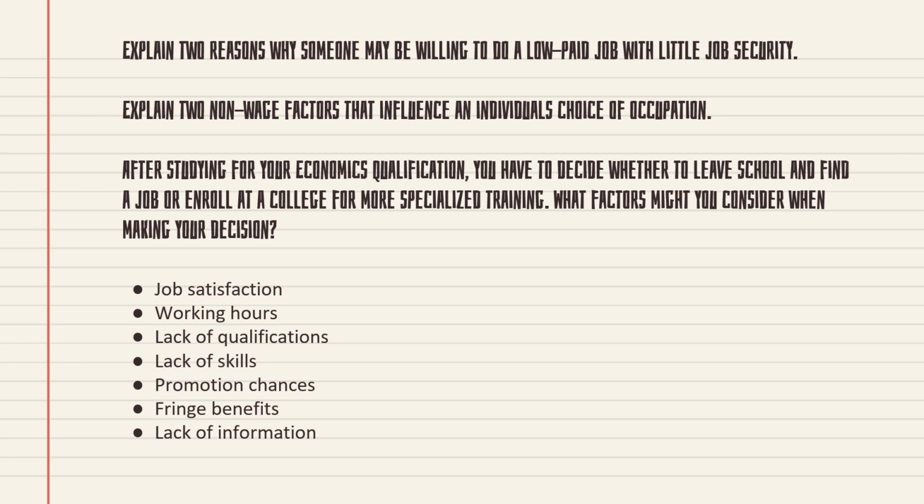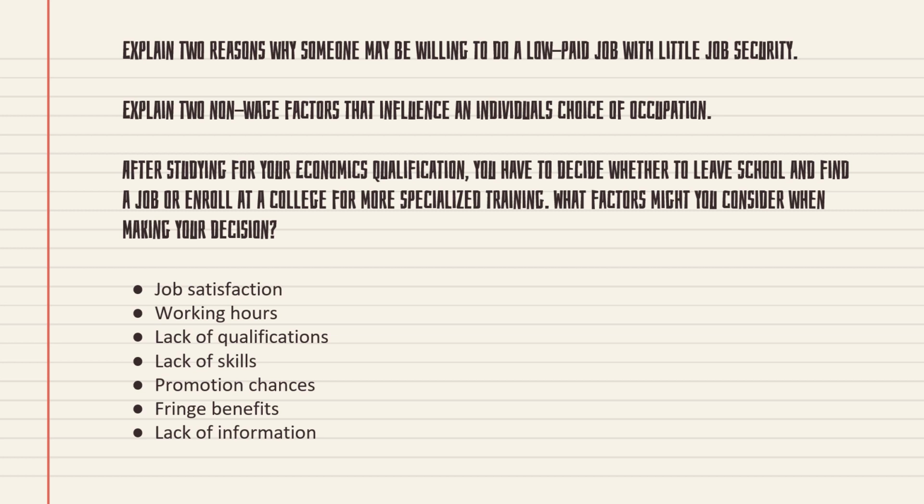First question: explain two reasons why someone may be willing to do a low paid job with little job security. The wages are low and the job security is also low, even though a person selects that particular job. Why is a person choosing that job? That's the question. Next question: explain two non-wage factors that influence an individual's choice of occupation.